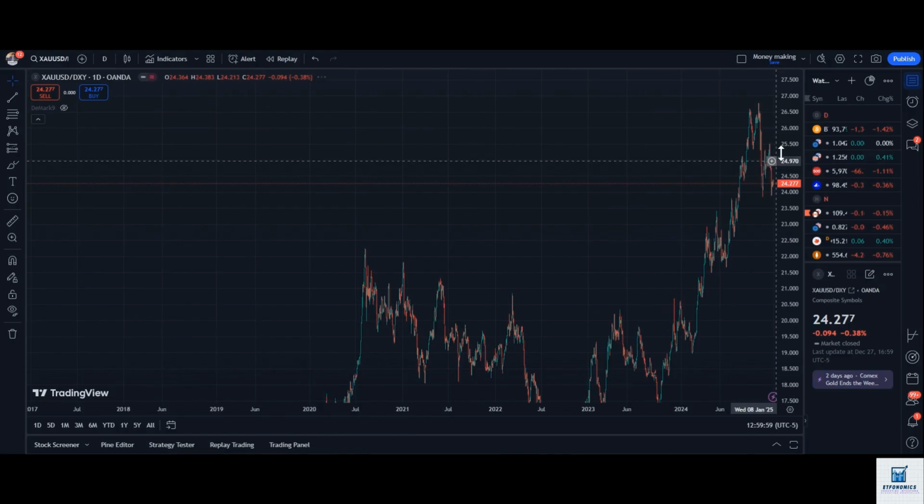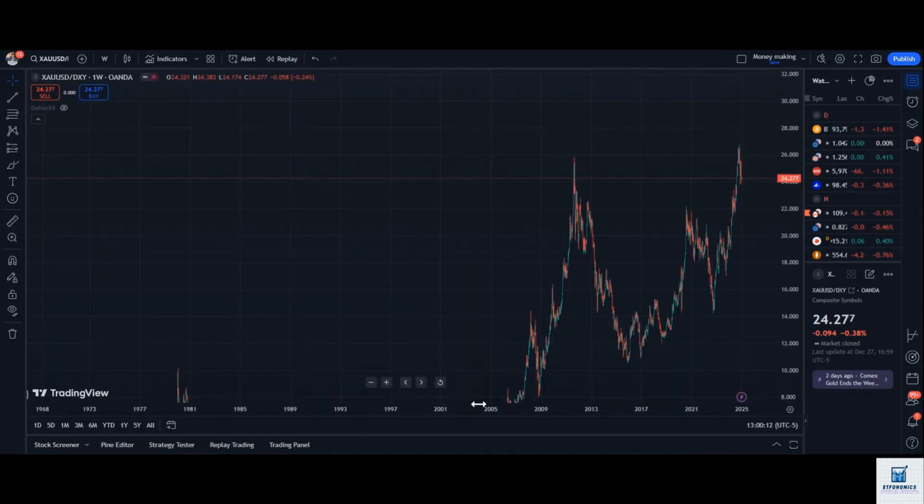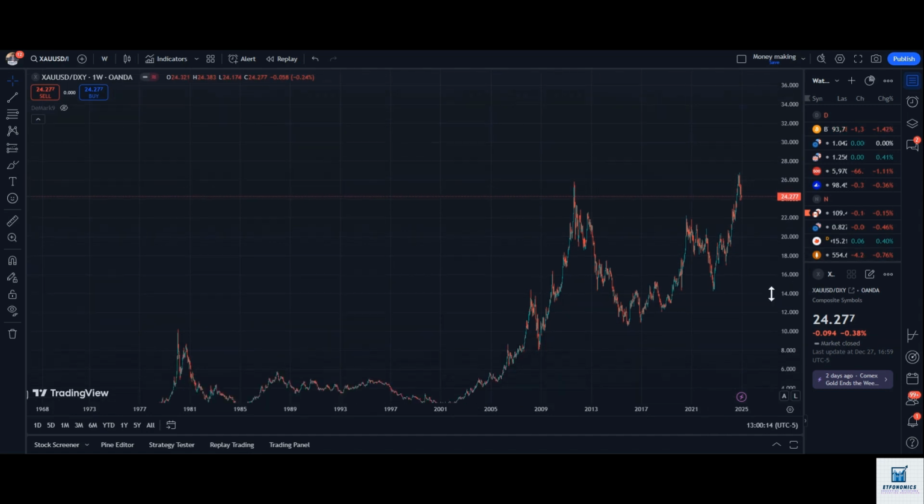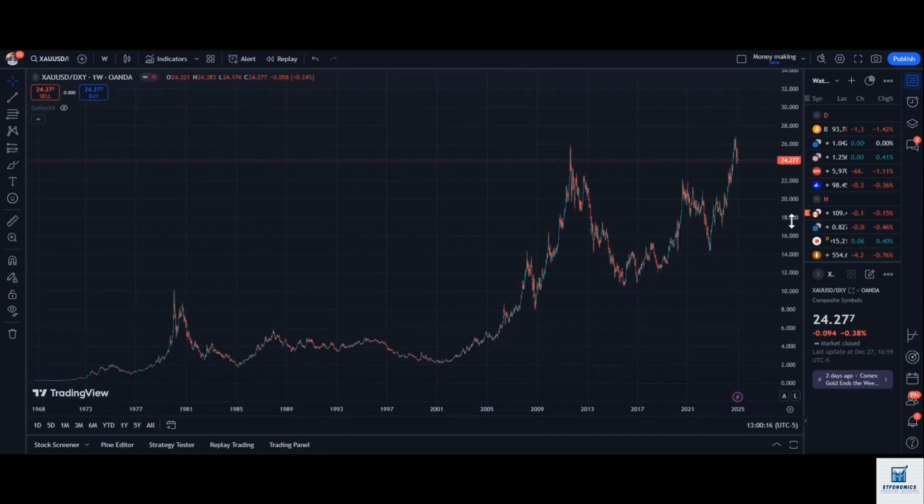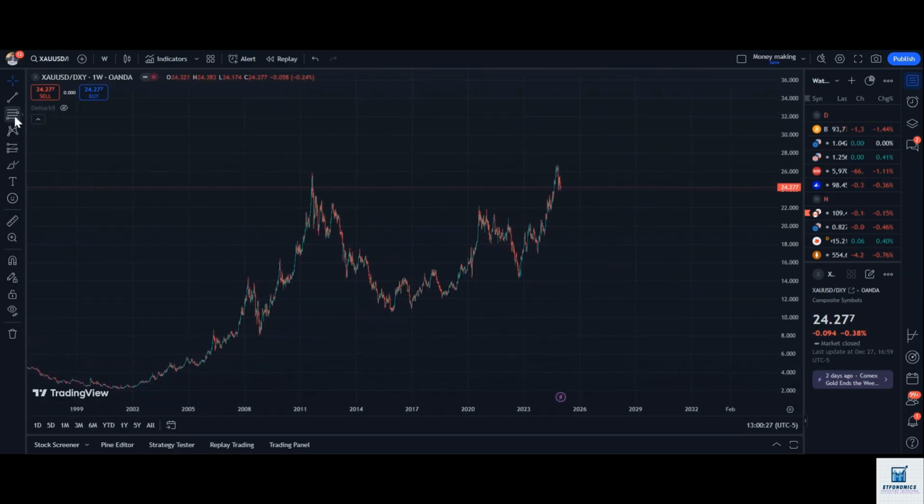The question here is, what does dividing the gold price by the dollar index tell us? It strips away the direct influence of the dollar's strength on gold. We know that the dollar and gold usually move in opposite directions. However, this ratio helps us see whether gold is truly strong or just reacting to a weaker dollar.